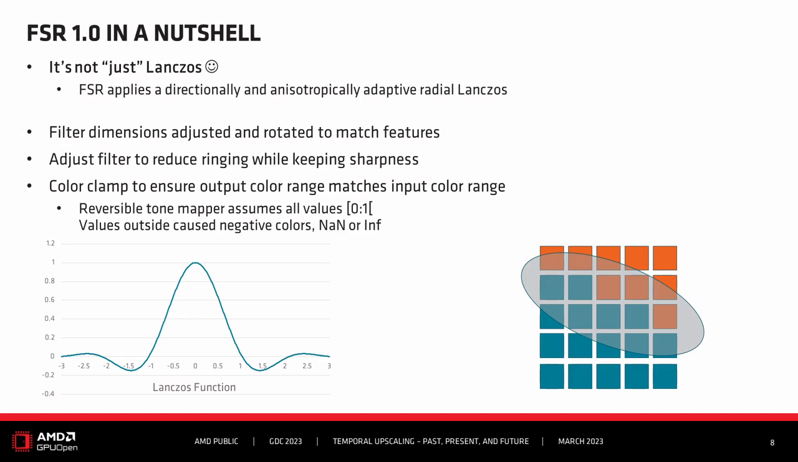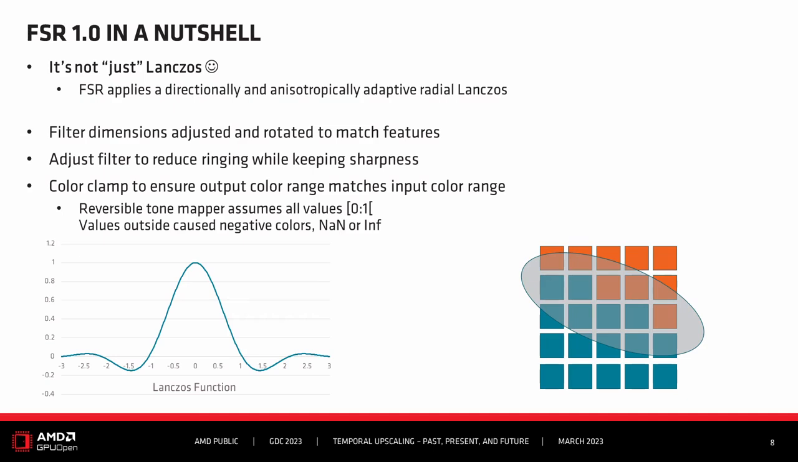Now the radial Lanczos: if we apply the Lanczos in 2 dimensions and use the actual distance of a point to the sample location we want to sample, and not the Manhattan distance, we get a radial Lanczos. And if we then detect some features and kind of squash that circle and rotate it to match that feature, we get our directionally and anisotropically adaptive radial Lanczos.